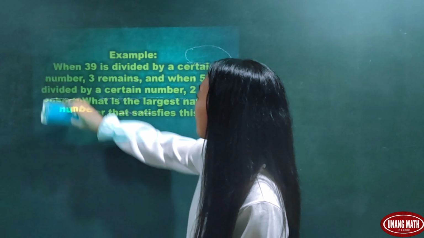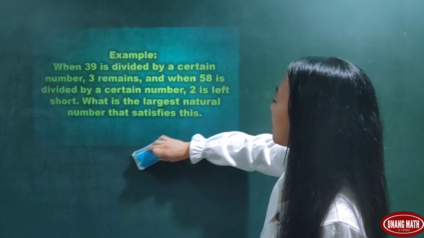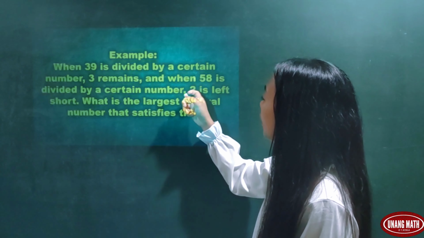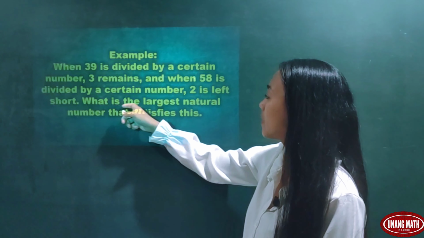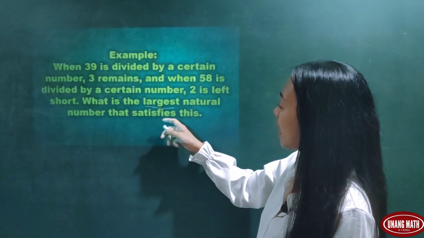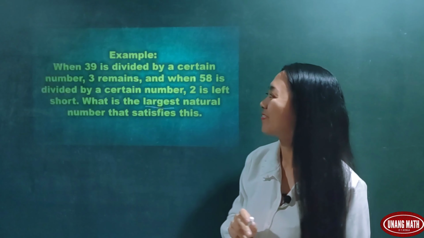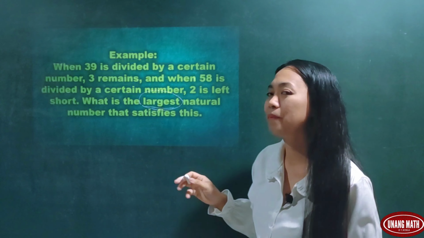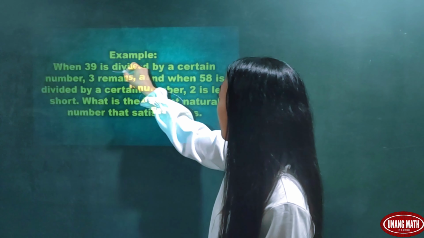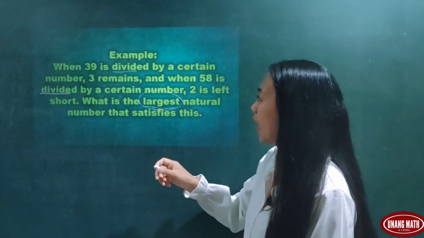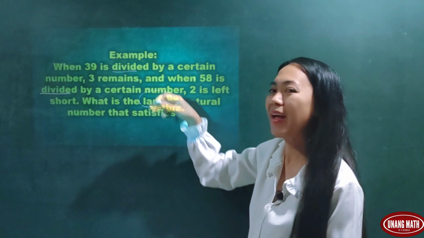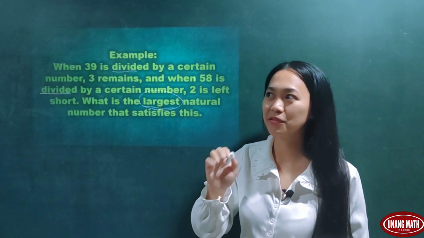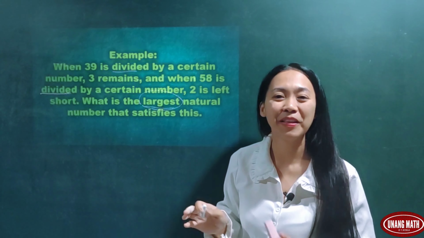Let's give an example. When 39 is divided by a certain number, 3 remains. And when 58 is divided by a certain number, 2 is left short. What is the largest natural number that satisfies these conditions? In this question, the word largest means greatest. Divide means factor. And since we have two numbers, this problem is asking us to find the greatest common factor of the given numbers.